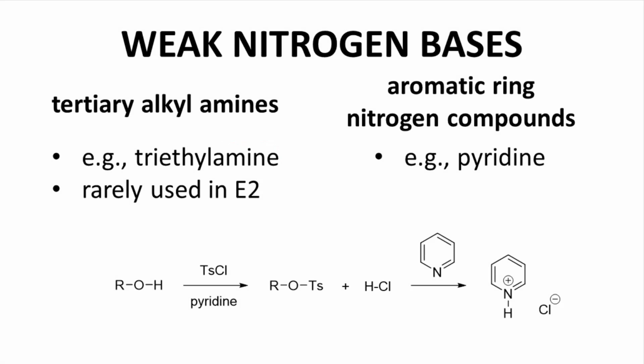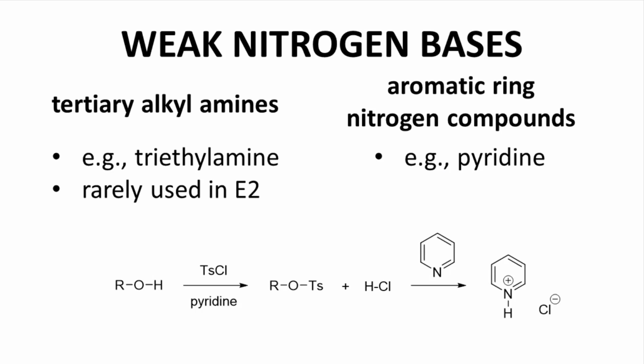Amines, which include mostly alkyl amines like triethylamine, and aromatic ring nitrogen compounds, namely pyridine, are weaker bases. As has been mentioned before, triethylamine can occasionally be used as a base for some E2 reactions. Alkylamines and compounds like pyridine, however, are more often encountered as weak bases for neutralization of any strong acids that are formed in a reaction.